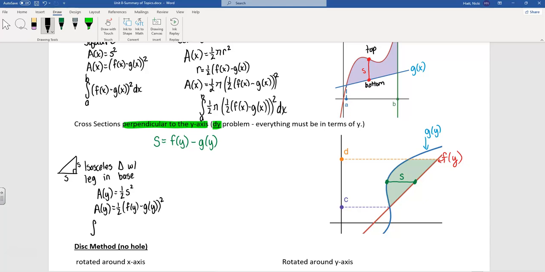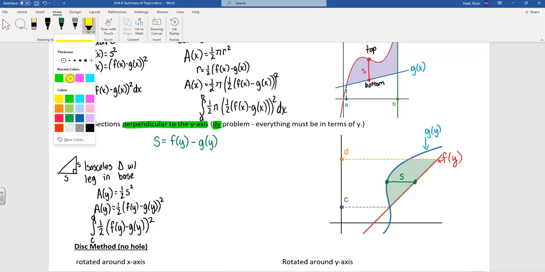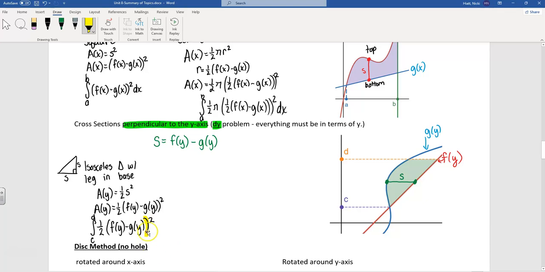And then we set up our integral from c to d. Make sure you're pulling those limits from the y-axis. 1/2 f of y minus g of y squared. Be really careful right here. Make sure you've got this second parenthesis right here. If you are using f of x and g of x notation, it's really easy to leave off that second parenthesis, which means only the y is being squared instead of the whole thing. Another thing you might want to do is use brackets right there instead. You could put a bracket here and a bracket here so that you make sure you close that bracket.